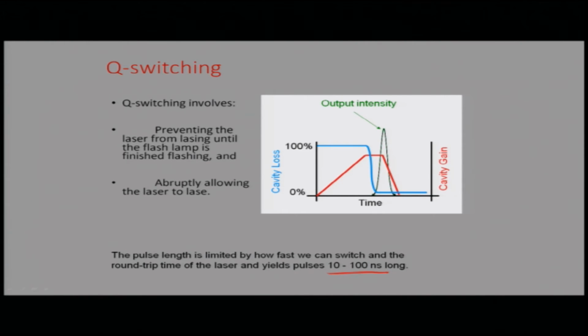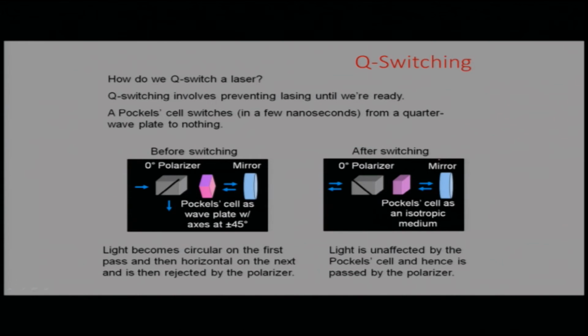So, this is basically based on the idea that you are building up the gain within the cavity, and then at a certain point of time you just let the system switch so that the output can go up, and then you get the pulse. So, it is a switching system. This is the Q switching. So, how do we Q switch a laser?